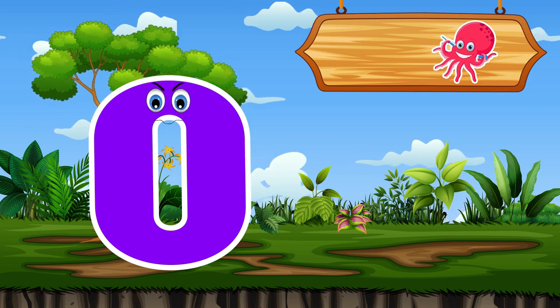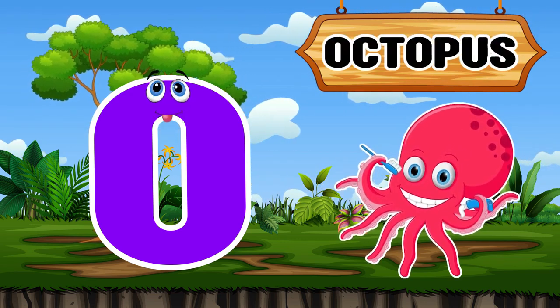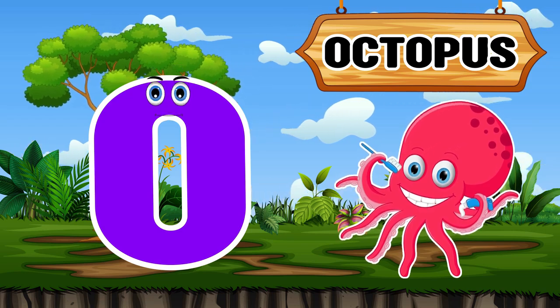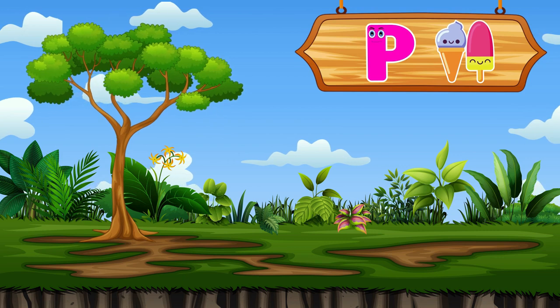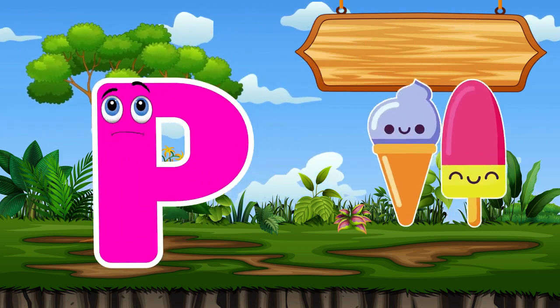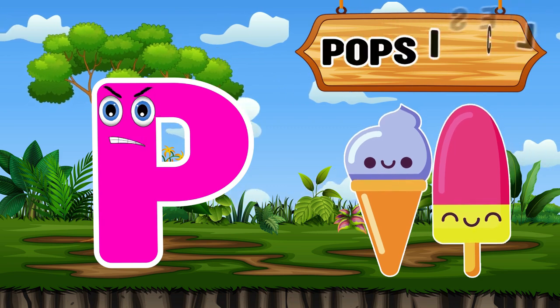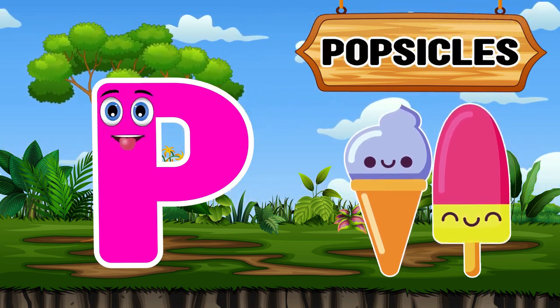This is the letter O. O is for octopus. This is the letter P. P is for popsicles.